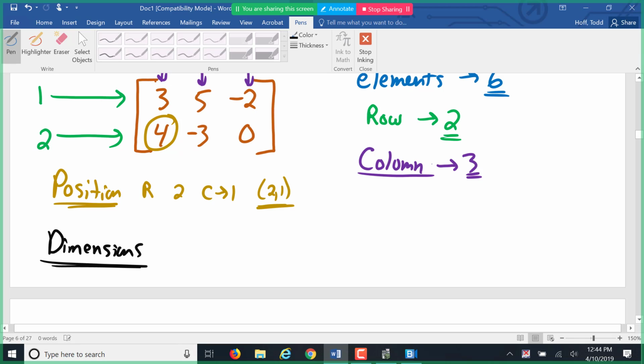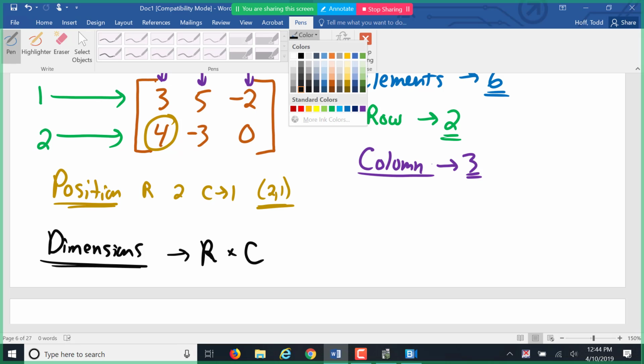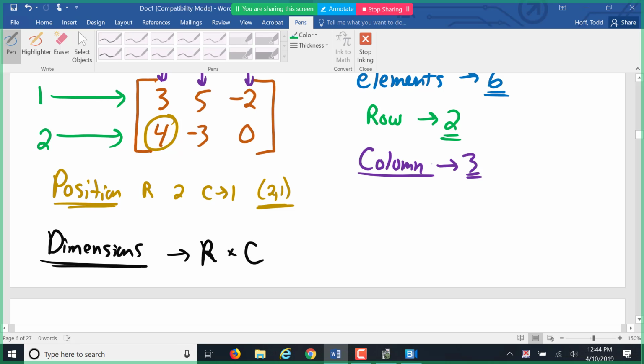Dimensions. The dimensions of a matrix are quite simply listed as the row by column. Now that doesn't mean we're actually multiplying them out. We're just going to list this dimension up here as a dimension of 2 by 3. 2 rows, 3 columns.